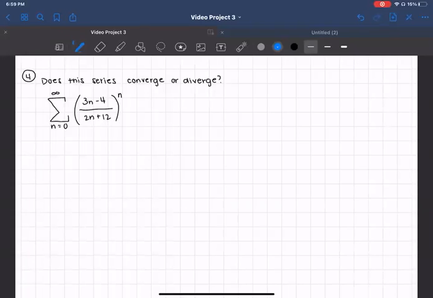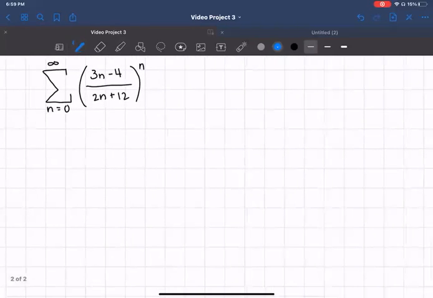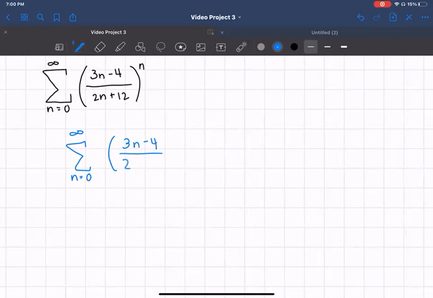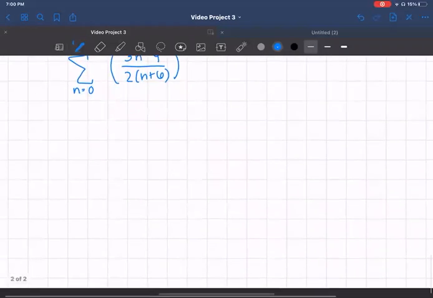So for number 4, we have to determine whether this series converges or diverges, showing our work. So for this one right here, we can simplify it down. So it's going to be (3n minus 4) over (2n plus 6), to the power of n. And then we are just going to take the limit of this.